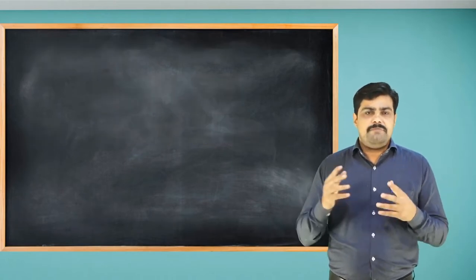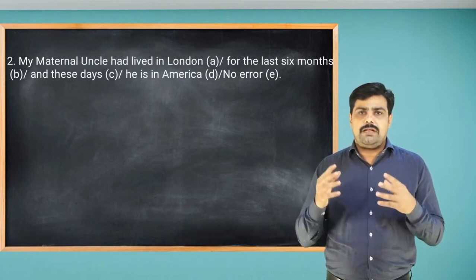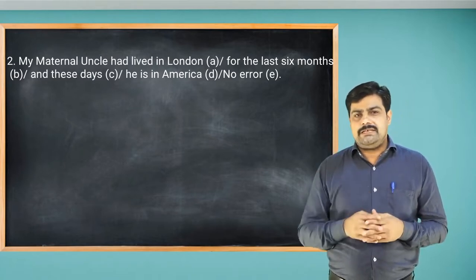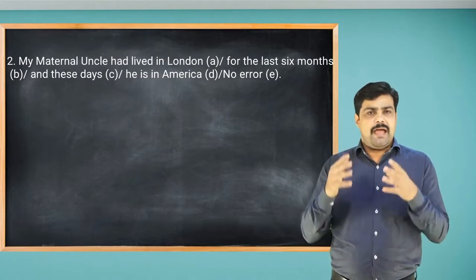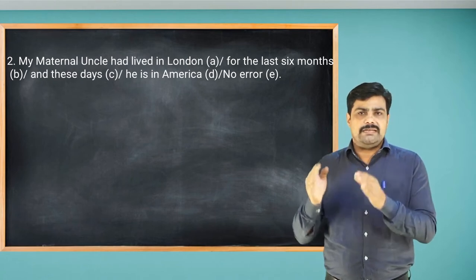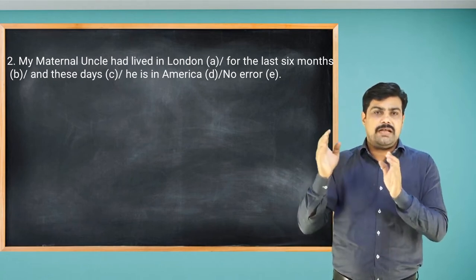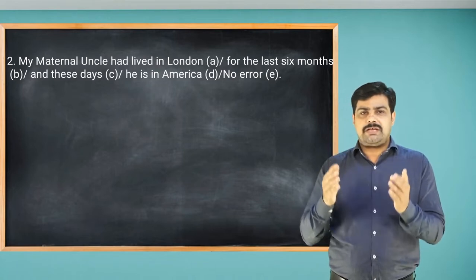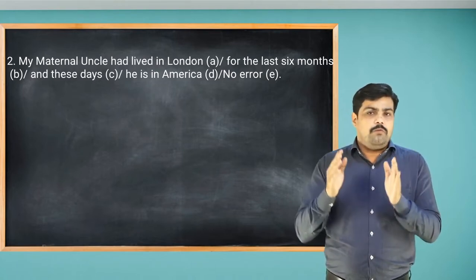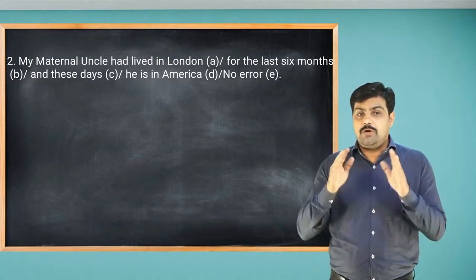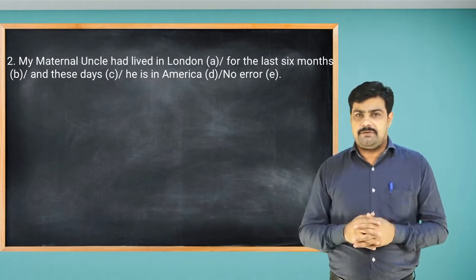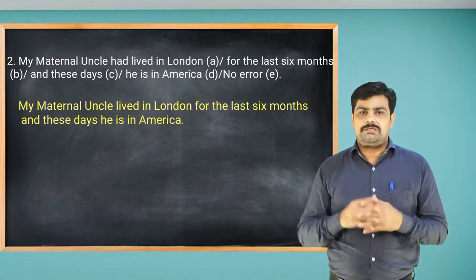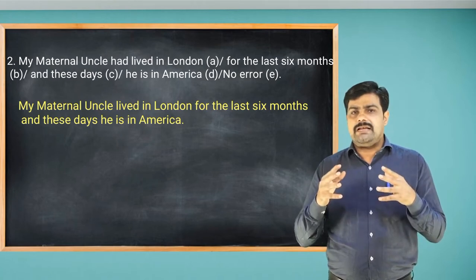Let's take another sentence. My maternal uncle had lived in London for the last 6 months and these days he is in America. Now in this sentence there is a mistake in part A. Remove had, which means use past indefinite tense here, because there is the word last in part B, and we know that words like ago, back, past, a few years ago, last, yesterday, etc. are always used in past indefinite tense and not in past perfect tense. Remember, so had is wrong here. Now the correct sentence, you see, is my maternal uncle lived in London for the last 6 months and these days he is in America.